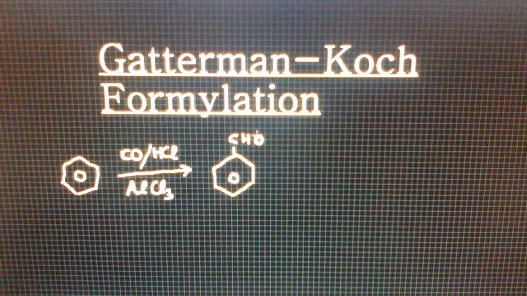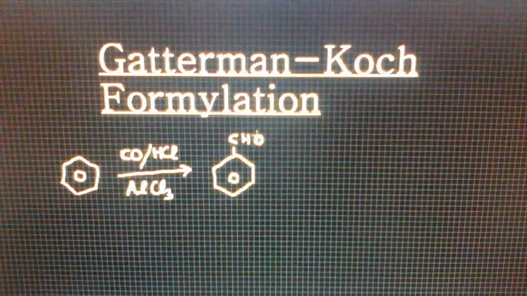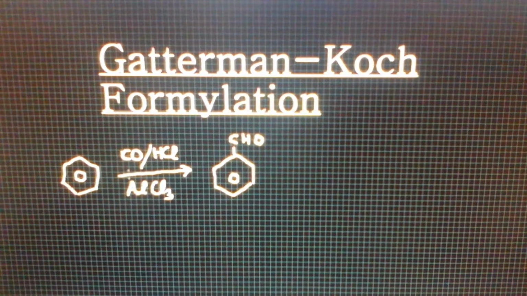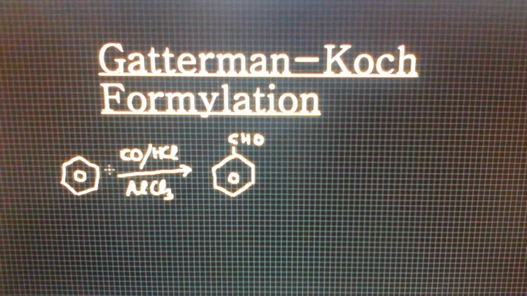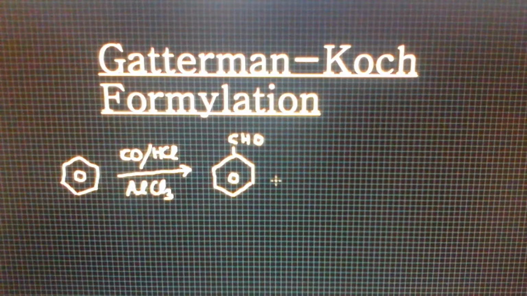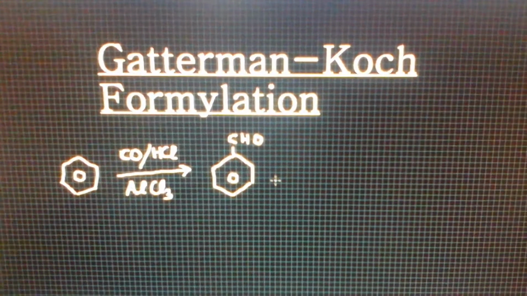So, yeah, this is the Gattermann Koch formylation. This is basically when benzene, in the presence of CO, HCl, and AlCl3, becomes formyl benzene. Well, it's quite a simple reaction. So we'll look at the mechanism of this reaction.